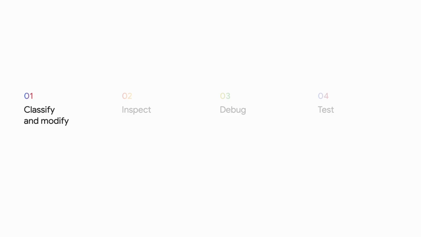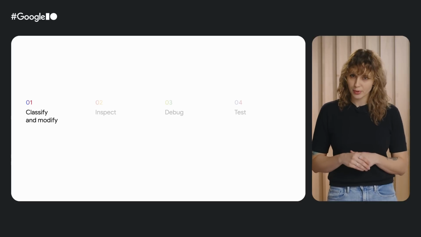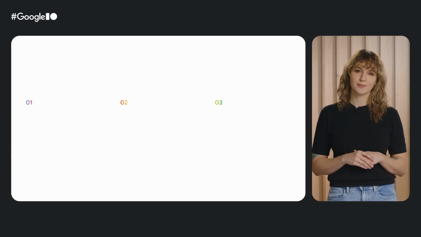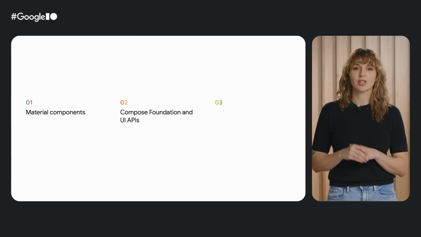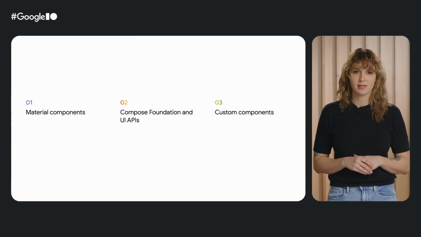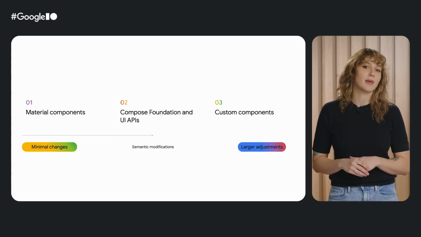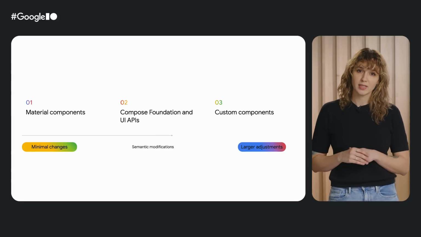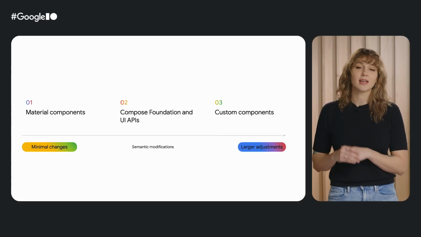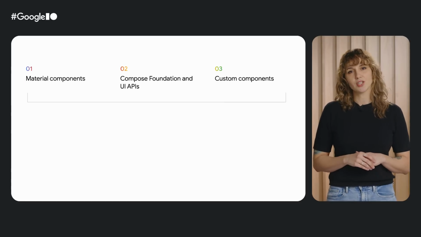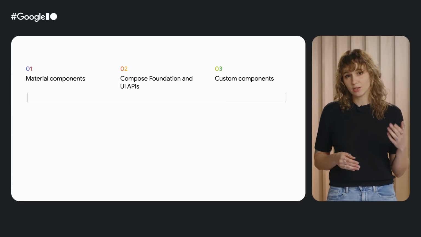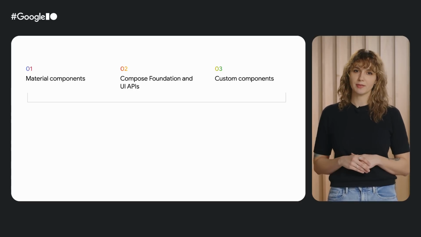As the first step, it's helpful to classify your component, as this also impacts the level of modification of its accessibility information. A ready-made material component will differ in potential adjustments from a custom component. From an accessibility perspective, you can put composables into roughly 3 categories: material components, Compose Foundation and UI APIs, and custom components. These range from none to minimal semantic modifications for material to potentially larger structural changes for more custom components. This classification helps you choose and integrate more information into the UI elements earlier in the app development.